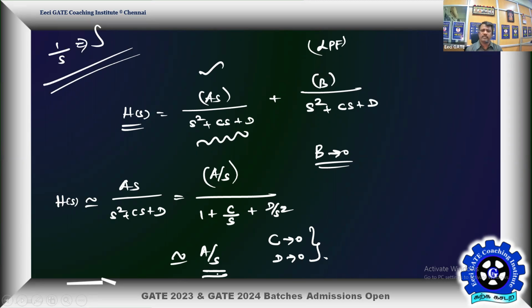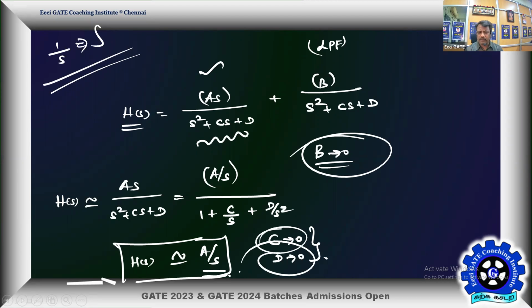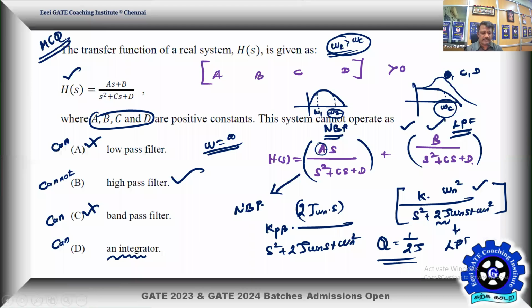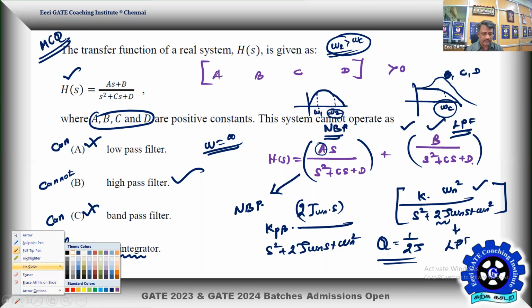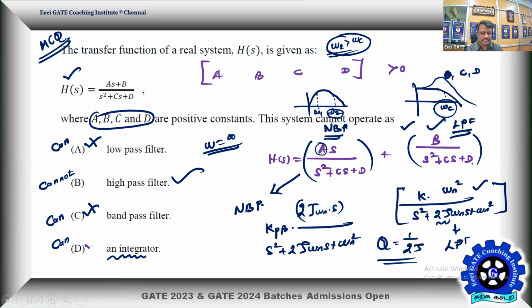It's closer to an integrator, so not a pure integrator. Pure integrator means C must be 0, D must be 0. So closer to an integrator, I can configure H of S. It can also be configured as an integrator, provided B closer to 0, C closer to 0, D closer to 0. That means these are all the possibilities. Therefore, configuring the given H of S as an integrator is also possible, so it is not your choice. So three "can"s, one "cannot", only one "cannot". That is, a high pass cannot be configured using the given H of S. So that is the right answer.